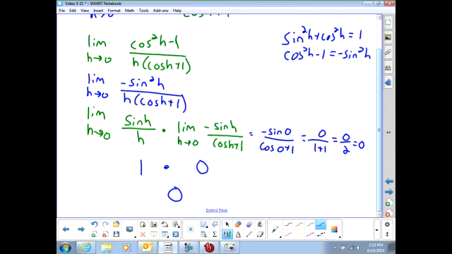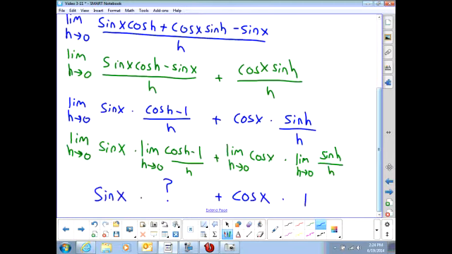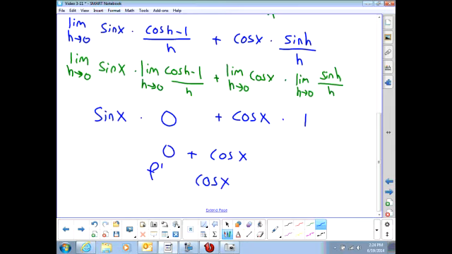So what we've just shown is the limit as h approaches 0 of cos h minus 1 over h is equal to 0. And that was that question mark we had in our formula. So we'll go back. We now know that this question mark is just 0. Well, sine x times 0 is 0, plus cos x times 1 is cos x. 0 plus cos x is cos x. And we just showed that our derivative of sine x is equal to cos x.